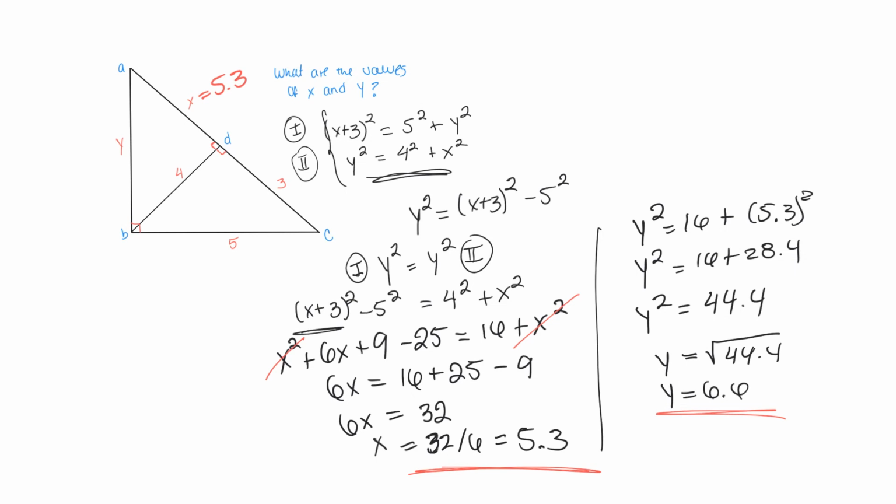So in our drawing, this side right here, AB, is equal to 6.6. And this is how we solve for these two unknowns, applying the Pythagorean theorem using two triangles, one big one and one triangle inside the other.